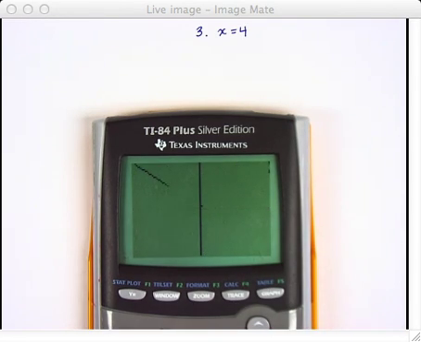Zoom in again. Let's just see what's happening there. Zoom in again. So keep zooming in, enter again.